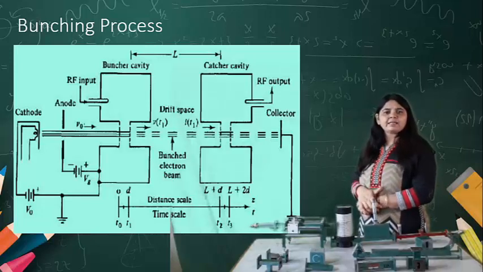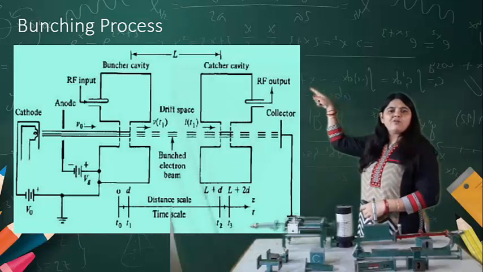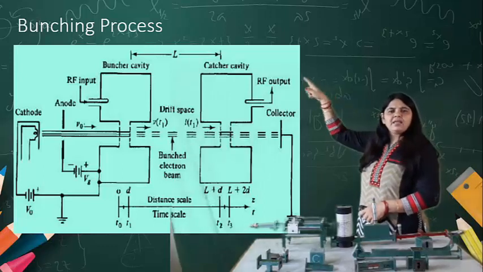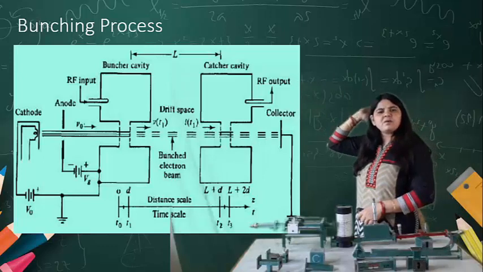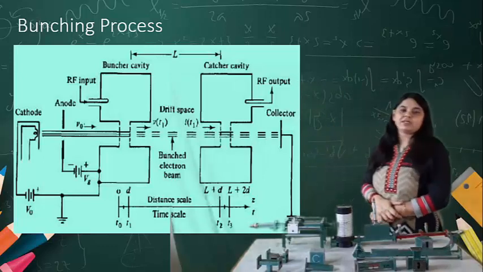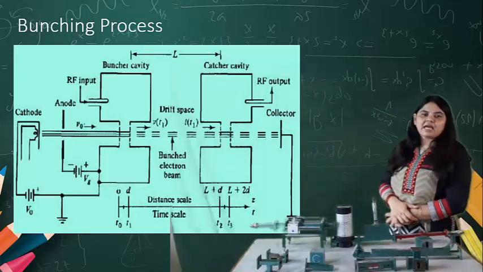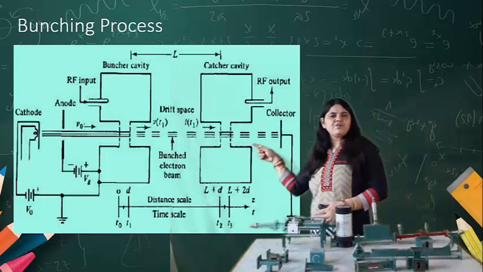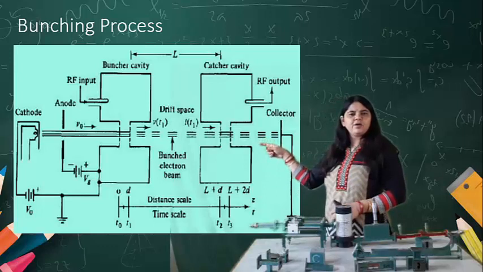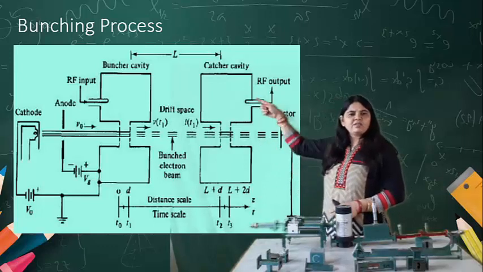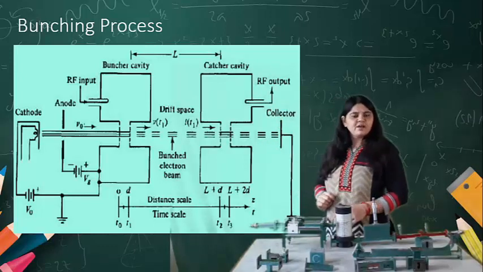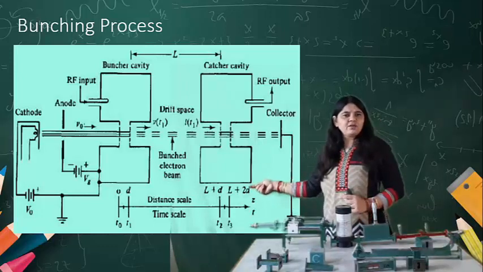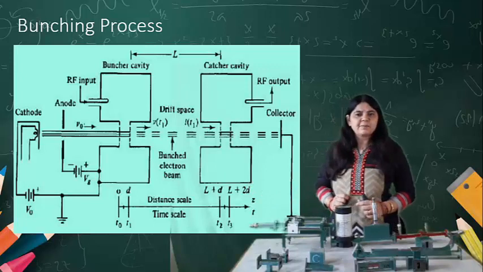From where are we taking the output? We are taking the output from the catcher cavity. The length for the buncher cavity and the catcher cavity is the capital L. Now here you can see that the electrons travel from the cathode to the anode. Here the RF input is applied, and the V0 voltage is applied.